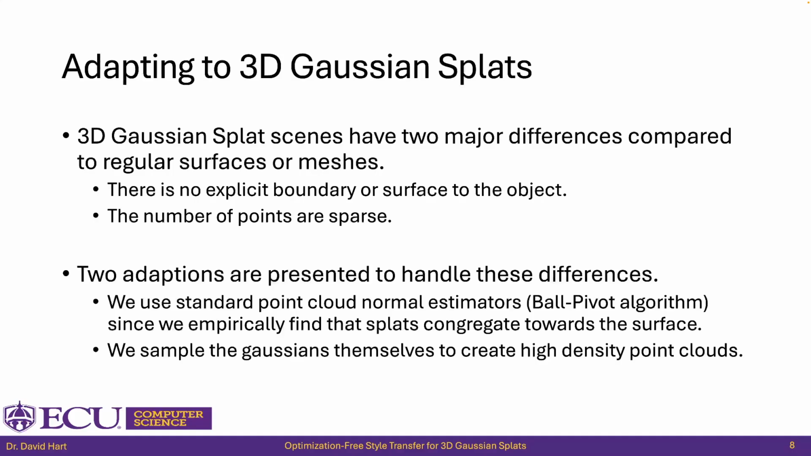First, we found that standard point cloud normal estimators like the ball pivot algorithm were able to approximate the normals well because we found splats congregate towards the surface and make an implicit boundary. We also sample the Gaussians themselves directly to create a higher density point cloud when we reconstruct our graph.